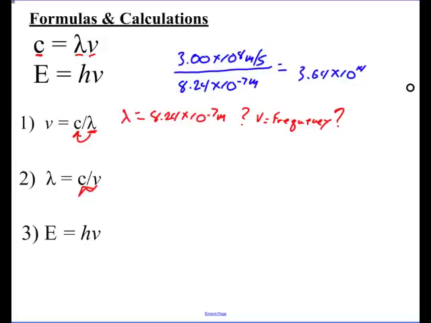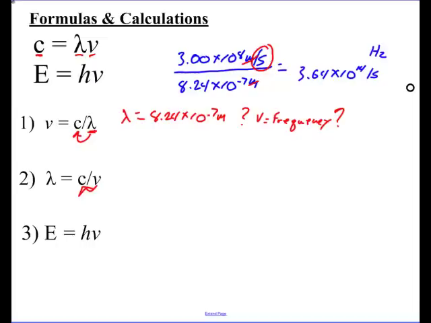Notice that I could put hertz, but the only thing I don't like about that is if we look at our canceling, look at this, meters is on top and meters is on bottom. It cancels out. What are we left with? Per seconds. So I typically always write per seconds. If you write hertz, that's okay, but it makes a little more sense to do it that way. All right. So let's try another one.